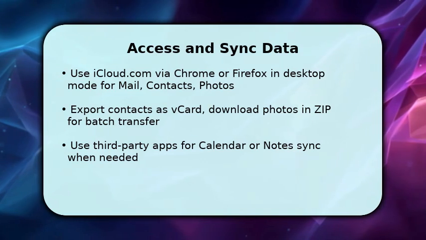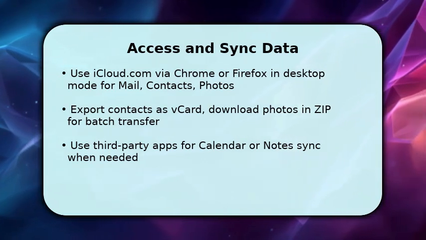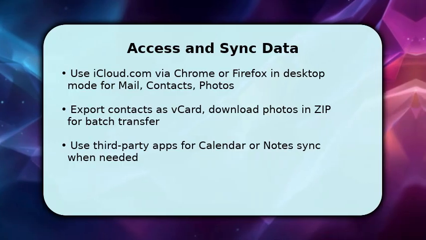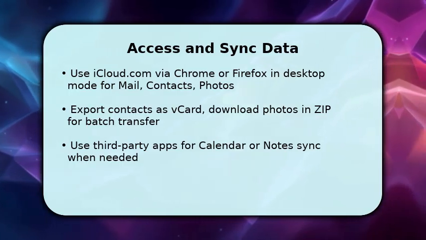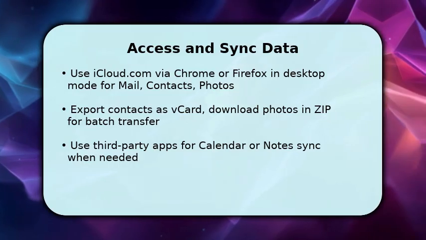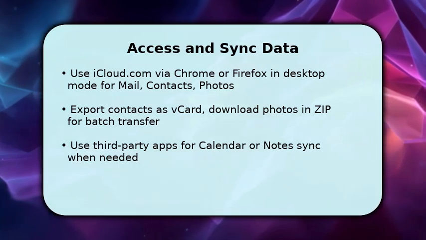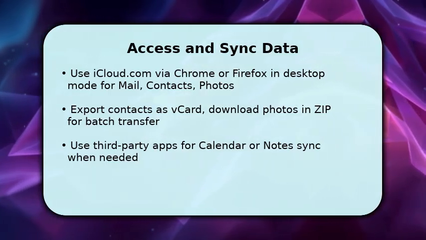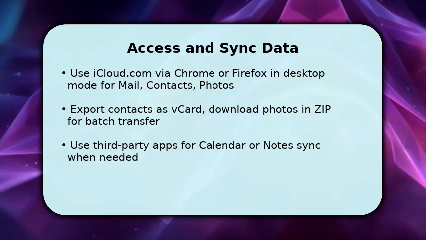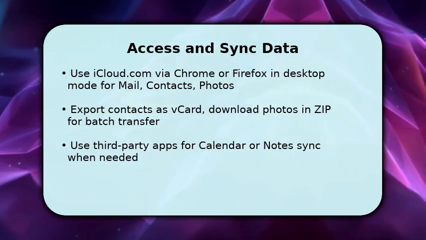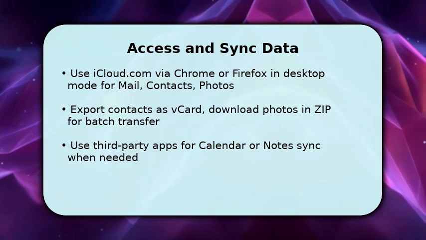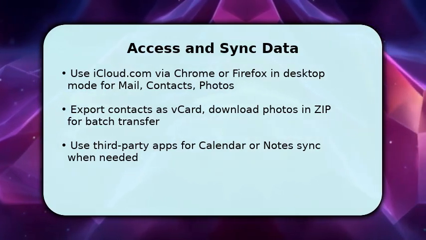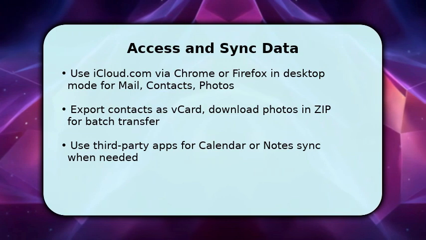Next, you fetch and sync the data you need. Open iCloud.com in your browser set to desktop mode, navigate to Contacts, Photos, or iCloud Drive and select items to export. When downloading contacts, export as a vCard so you can import to Android contacts. When saving photos, download as a zip to preserve file names. If you need ongoing sync, install a reliable third-party app for calendar or notes bridging. Once done, import files into Google Apps or local storage for normal Android access.